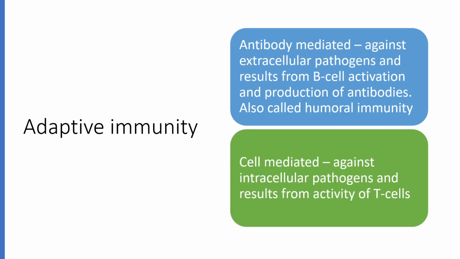For our adaptive immunity, we have two general types. We have our antibody mediated, which is against extracellular pathogens. When we say extracellular, it does not invade our human cells. It results from B cell activation, eventually providing production of our antibodies. This is also called our humoral immunity. Cell mediated is against intracellular pathogens and results from the activity of our T cells, particularly our T helper and our T cytotoxic T cells.